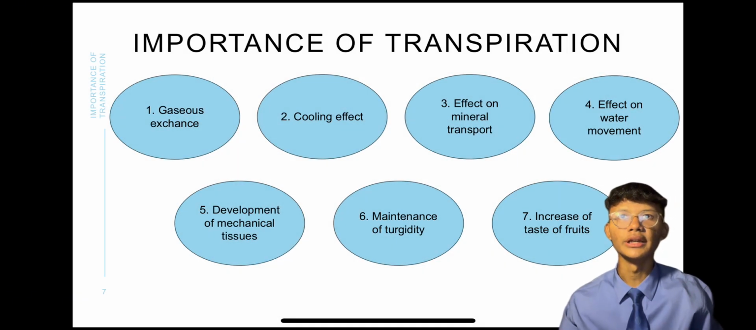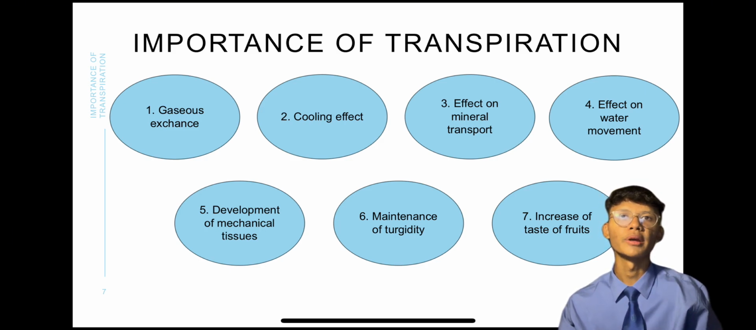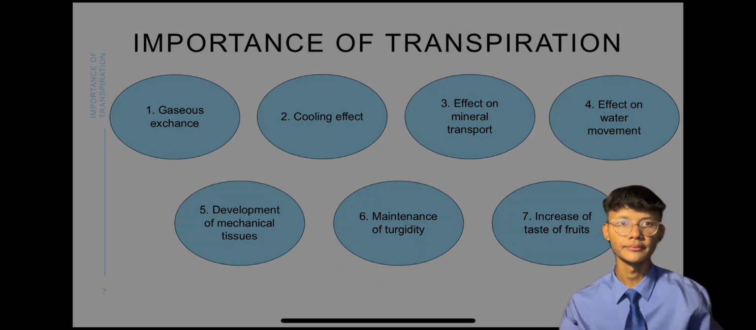This is the importance of transpiration. First is gaseous exchange. Next is cooling effect. Third is effect on mineral transport. Fourth is effect on water movement. Fifth is development of mechanical tissues. Sixth is maintenance of turgidity. And lastly is increase of taste of fruits.